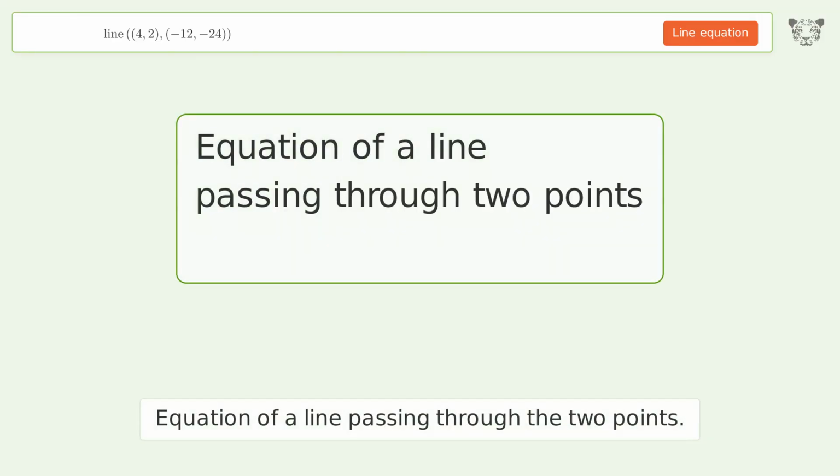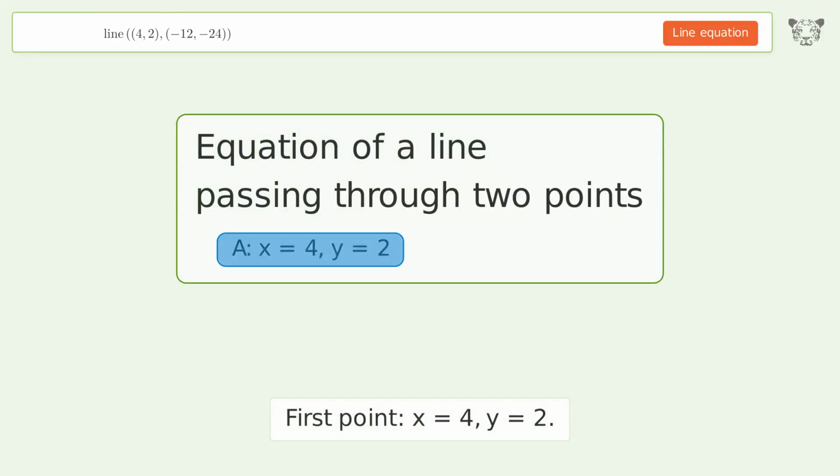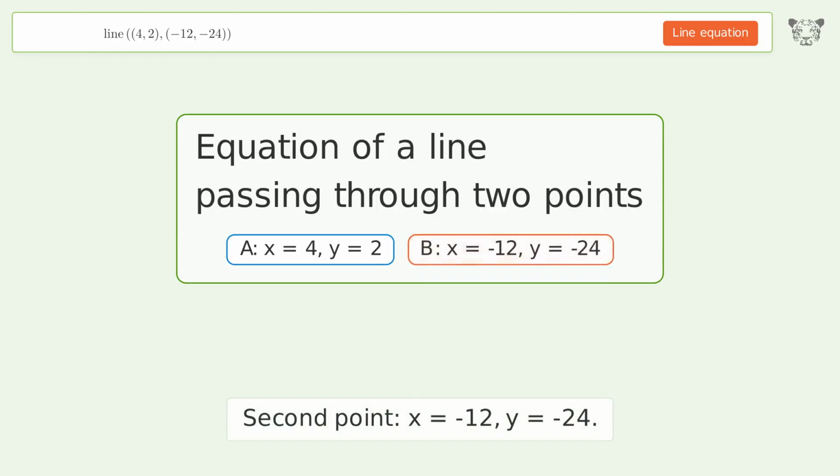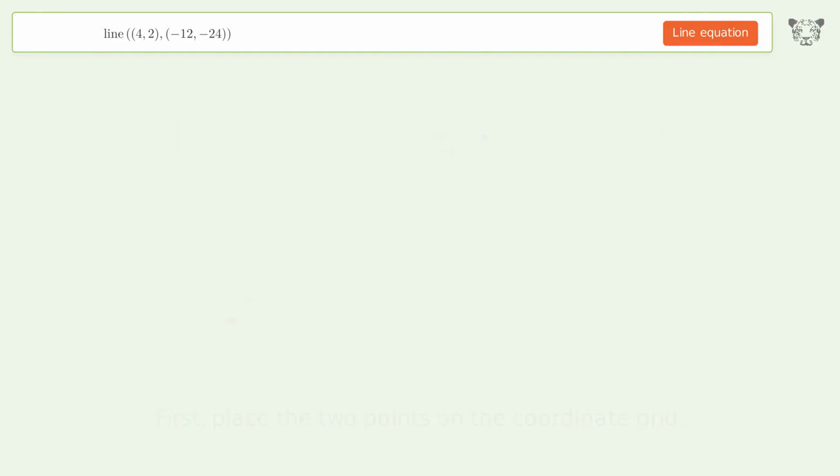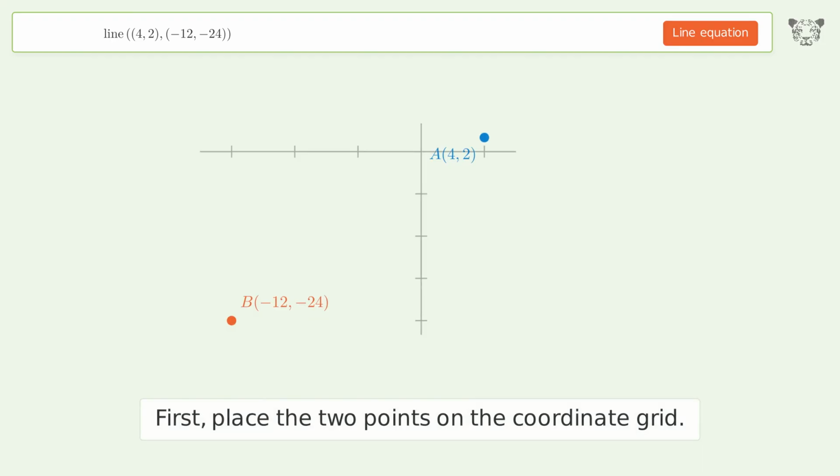Equation of a line passing through 2 points. The first point has x equals 4, and y equals 2. The second point has x equals -12, and y equals -24. First, place the 2 points on the coordinate grid.